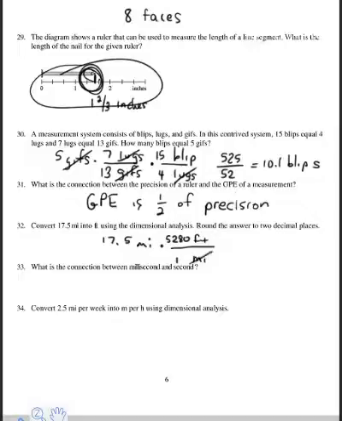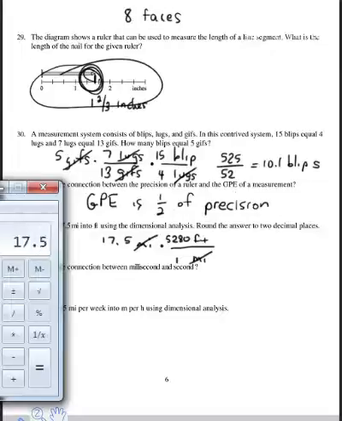The unit of measure of mile cancels out, so we get 17.5 multiplied by 5,280, 92,400 feet in 17.5 miles.